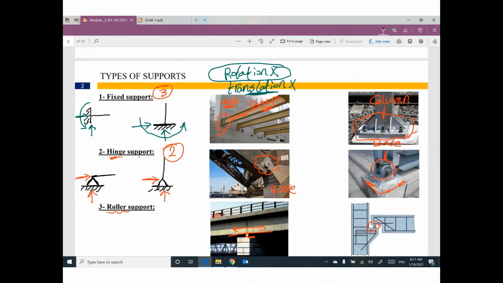If you have roller support, it looks like this. For beams, it looks like this. For columns, it looks like this. Please pay attention to the difference between this shape, which is hinge, and this shape, which is roller. If you have roller support, we have 1 reaction, looks like this, or like this. So to summarize this slide, we have three types of support. Fixed support has three reactions. Hinge support has two reactions, and roller support has one reaction.